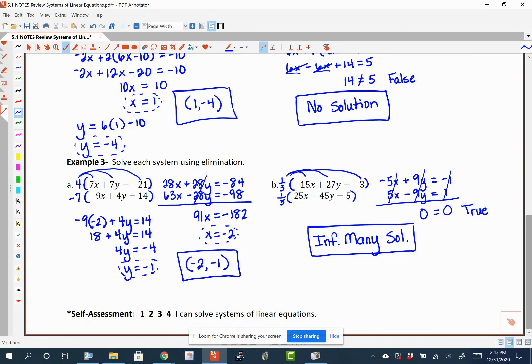So that was kind of a quick review. Go ahead and self-assess. How do you feel about solving these systems of linear equations? And good luck on your assignment.